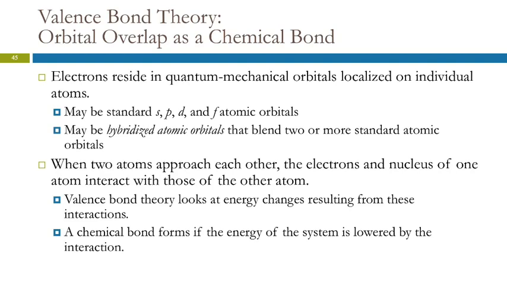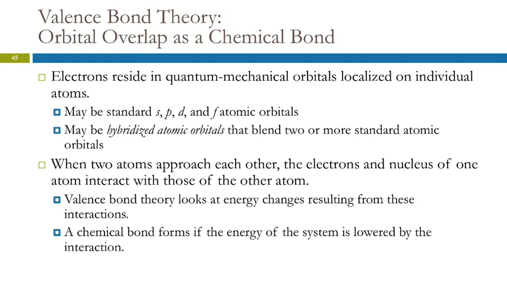So we know that electrons reside in orbitals that are localized on individual atoms. So we had the s orbitals and the p orbitals and the d orbitals and the f orbitals. When we're talking about a single atom, we call those atomic orbitals. When an atom bonds to another atom, those atomic orbitals can change. And so in valence bond theory, we talk about hybridizing the atomic orbitals, so sort of taking 2 or 3 or 4 and averaging them together to make some new orbitals.